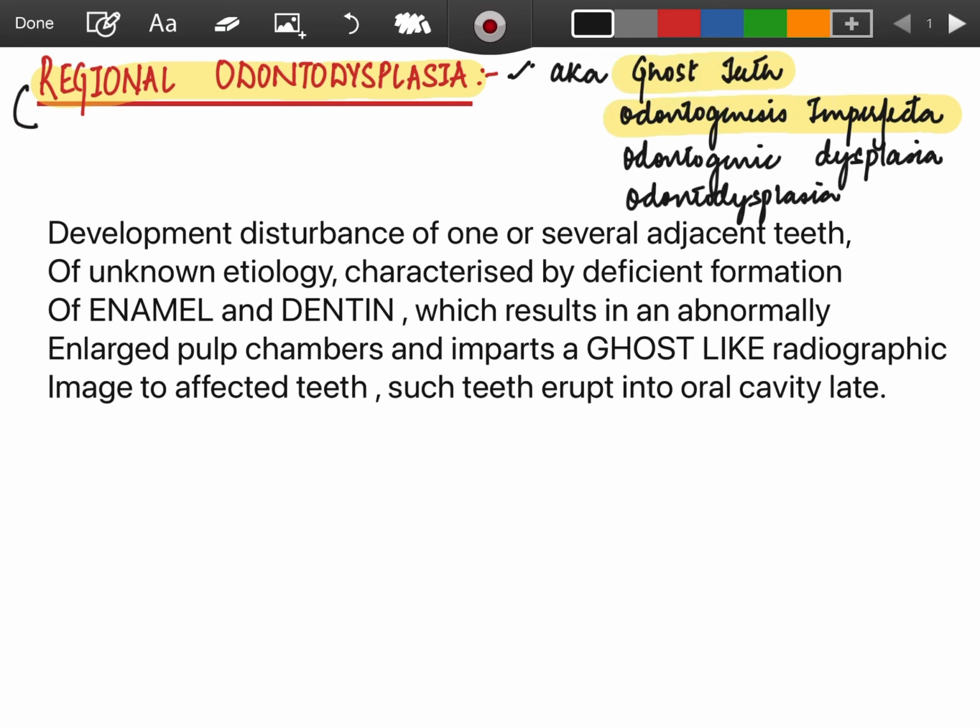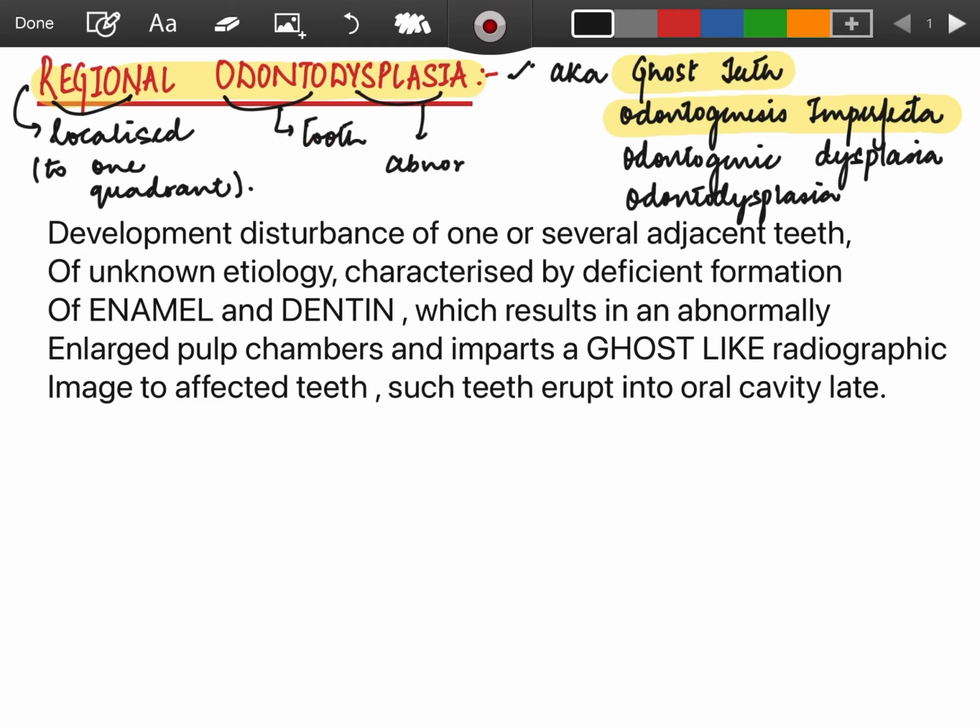So basically, regional is a word that means localized to one quadrant. Odonto is for the tooth, and dysplasia means abnormal development of the cells. So it is a developmental disturbance affecting the structure of the tooth, that is enamel and dentine.